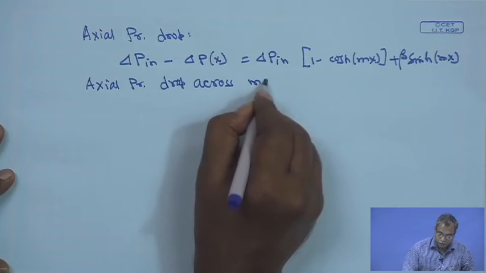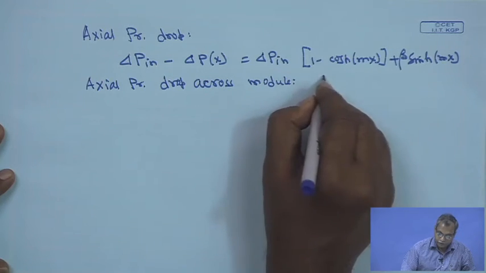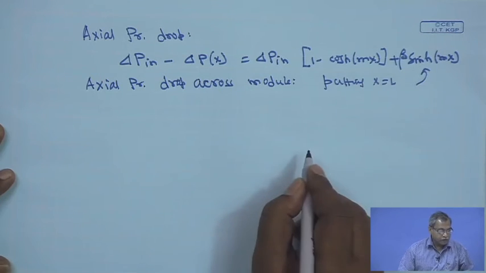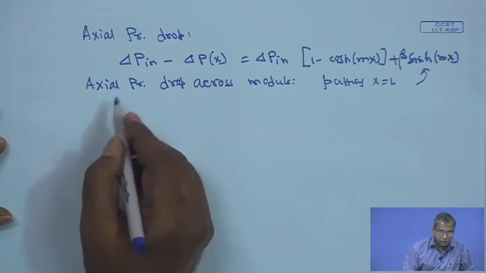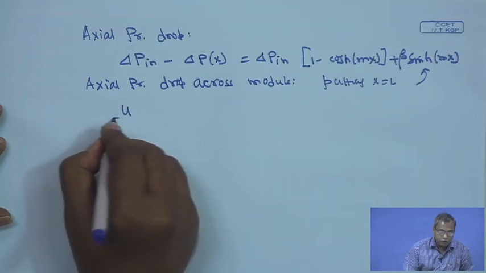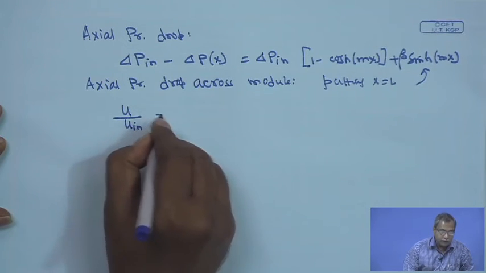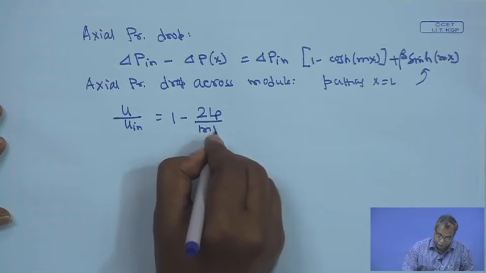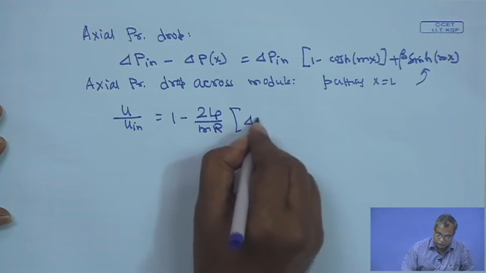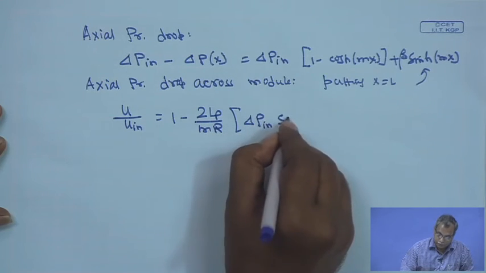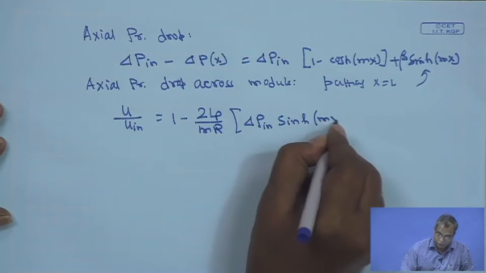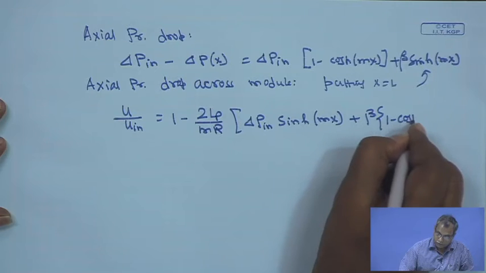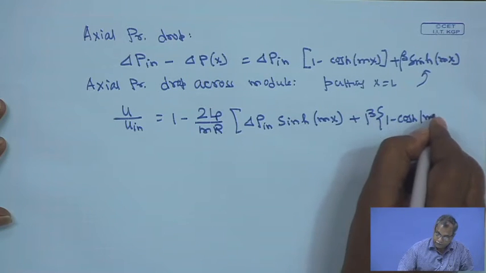Module can be obtained by putting x is equal to L in the above expression. Okay. And similarly, the other parameters can be calculated. U over U in is equal to 1 minus 2 L P divided by M into R delta P in sinh m x plus beta 1 minus cosh m x.